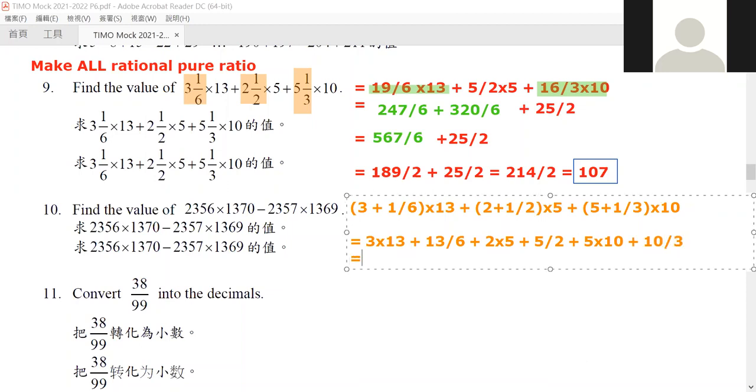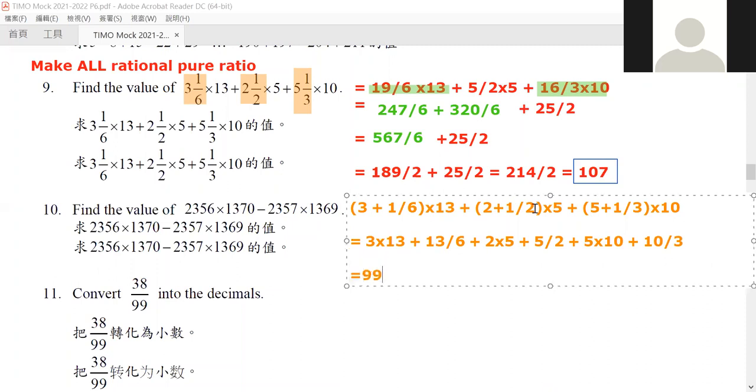So we can collect all the integers together. The first term is 39, the second term is 10, the third term is 50. So we collect them all together, and all we get is 99. So it will be 99 plus the remaining, which is 33 over 6 plus 5 over 2 plus 10 over 3. Now, of course, we can further reduce it.